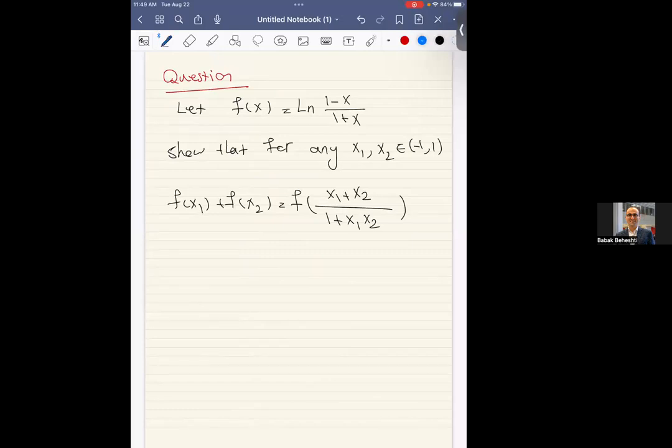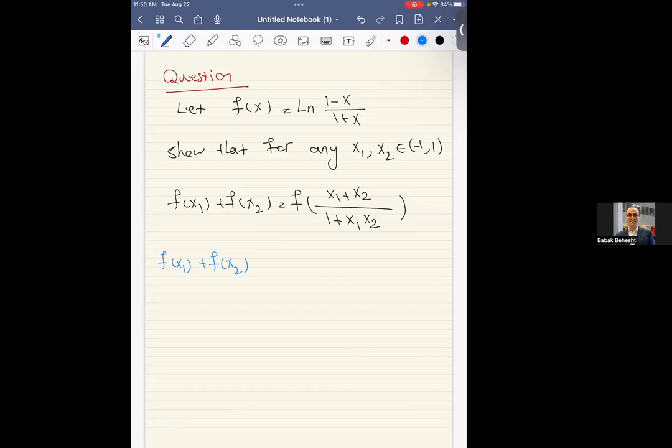Okay. So in order to prove this, you can compute both sides basically. Or you can begin from one side to get the other one. Or at the same time, you can compute both sides and reach a common expression. So what is f of x1 plus f of x2? I want to show that this identity is true for any x1 and x2.